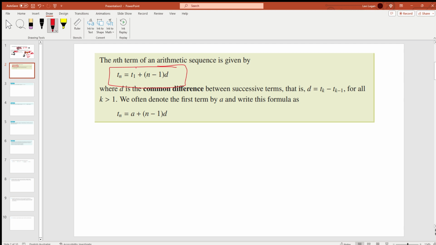So T of n is your first term plus n minus 1 times your d. Okay? Now, you can actually update this formula if you wanted to. You can write it like this: T of n is T of k plus n minus k times d. What I've done is, instead of having 1 here and here, I can replace that with any number. Actually, this is going to be a bit confusing because I used T of k here. Let's use a different letter.